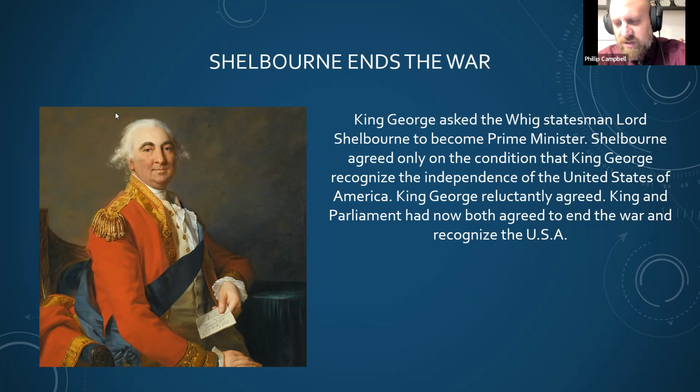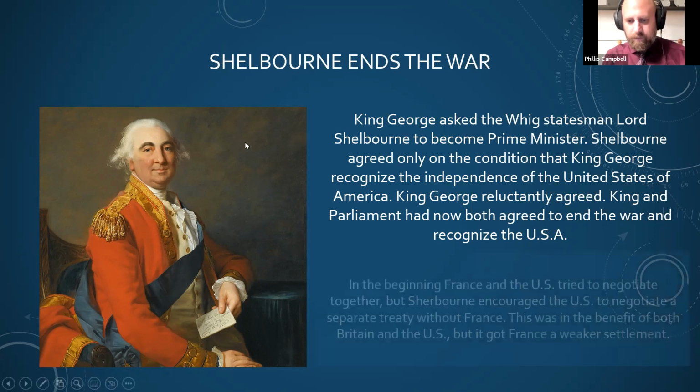So by now, the summer of 1782, King and Parliament both agree to end the war and recognize the United States. So notice this, that the push to recognize American independence is coming solidly from Parliament, right? How different from 1775 when Parliament was taking the hardline approach, saying we need to tax them, we need to show them who's boss. But now by 1782, the push to recognize independence is coming from Parliament. And they essentially push the king's hand to end the war and recognize the independence of the United States.